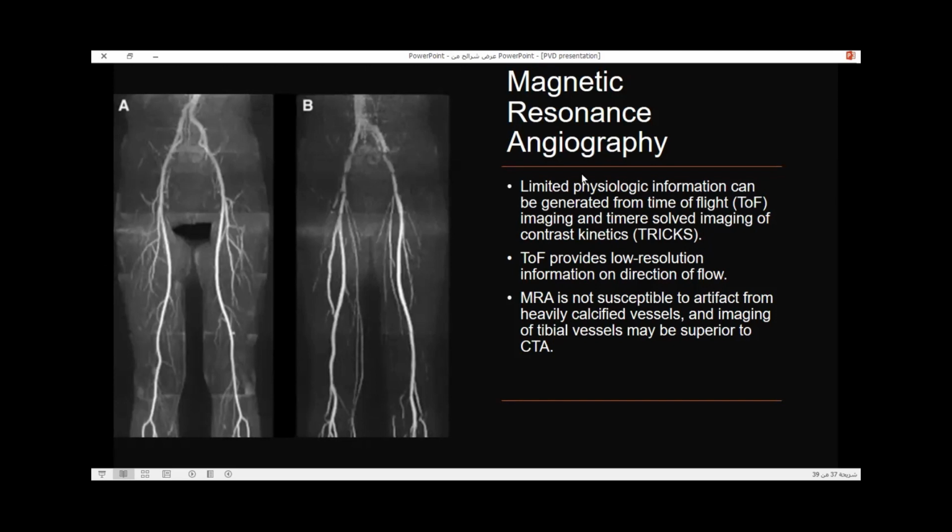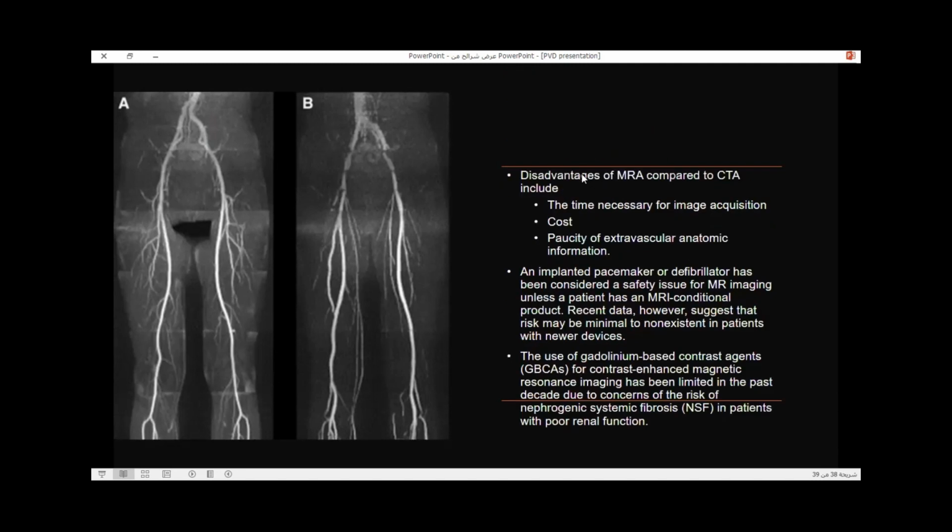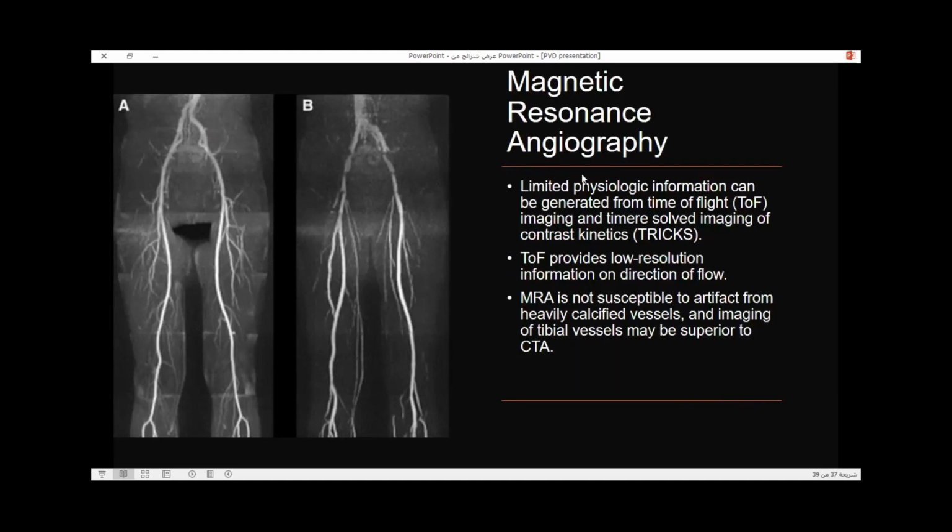Most of the patients cannot adapt to the claustrophobic effect of the MRI. But it is actually better than CT scan in evaluation below the knee, because there is no susceptibility to heavily calcified vessels. The disadvantage is the cost and time needed for such a study. It is an absolute contraindication for patients with an implanted pacemaker or defibrillator.